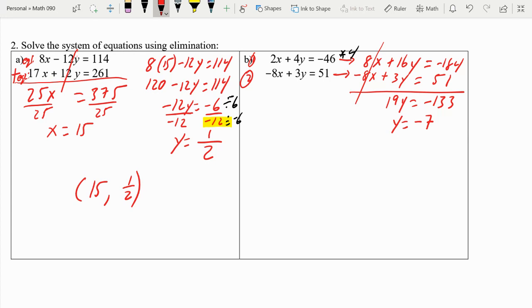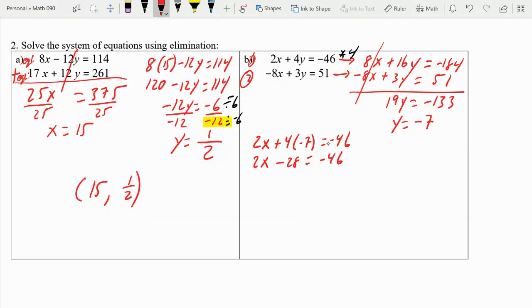Now again, you pick which one of these equations you want to put it into, equation 1 or equation 2. It doesn't matter which one you put it into. So what if we pick equation 1? It doesn't matter. So 2x plus 4 times negative 7 is equal to negative 46. 2x minus 28 equals negative 46.